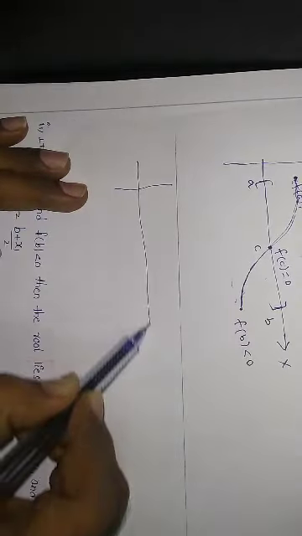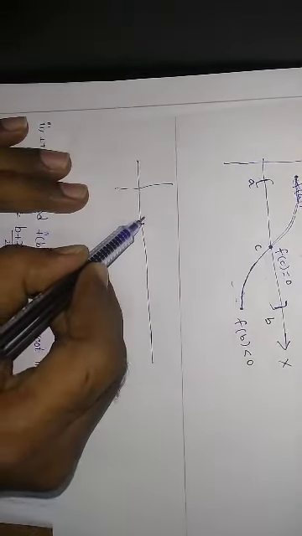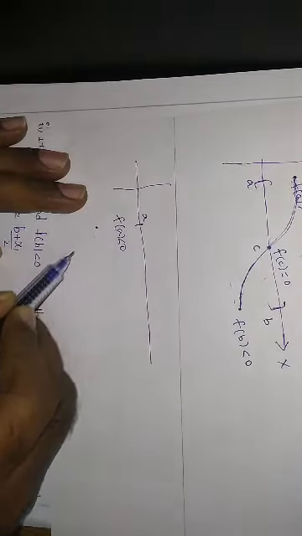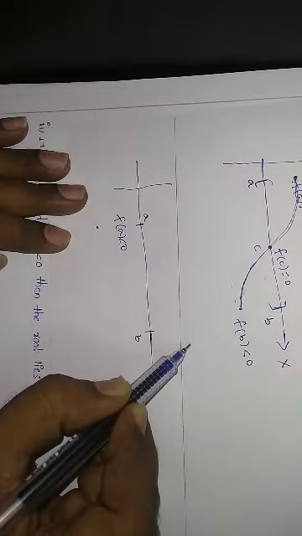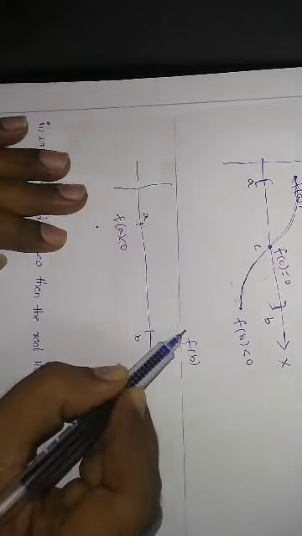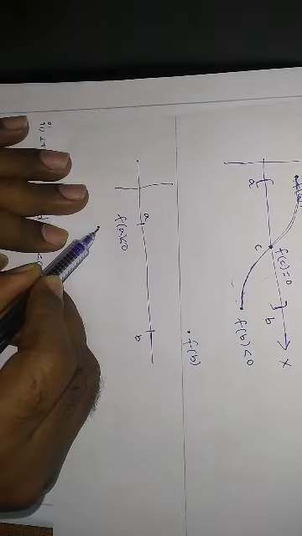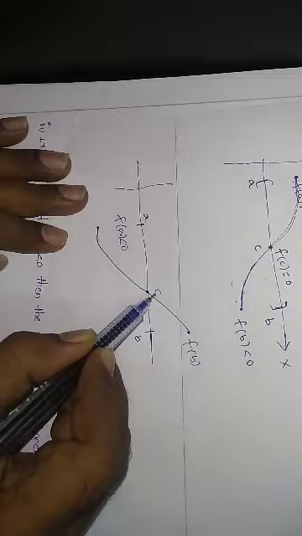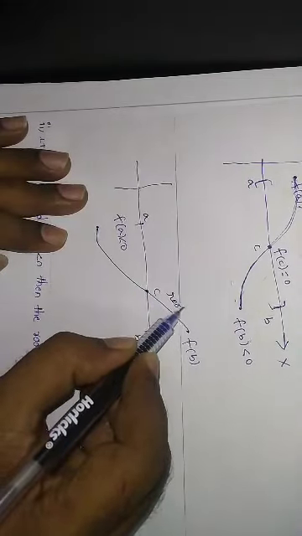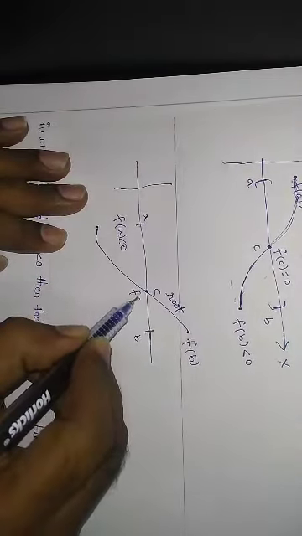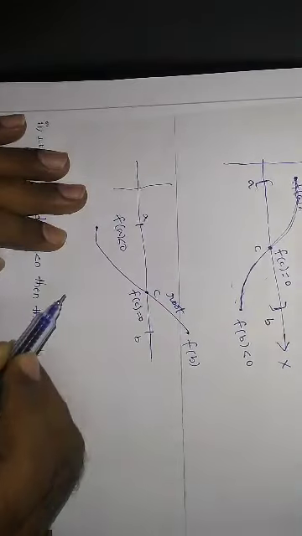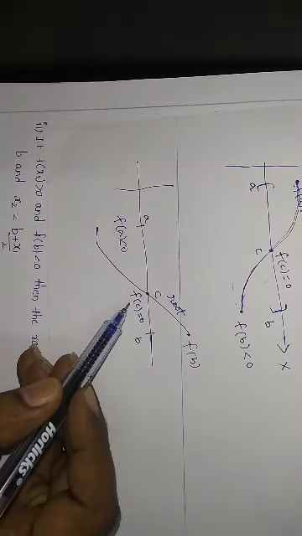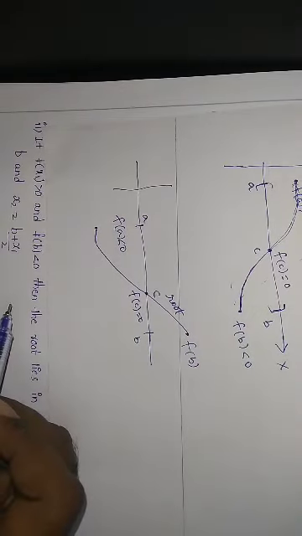The other possible case is if f is negative at this point, and it is positive at B, then definitely it crosses the x-axis at a point C. That means this point C is the root of the equation, since f of C is equal to 0 here. Since it touches the x-axis, C is the root of the equation.